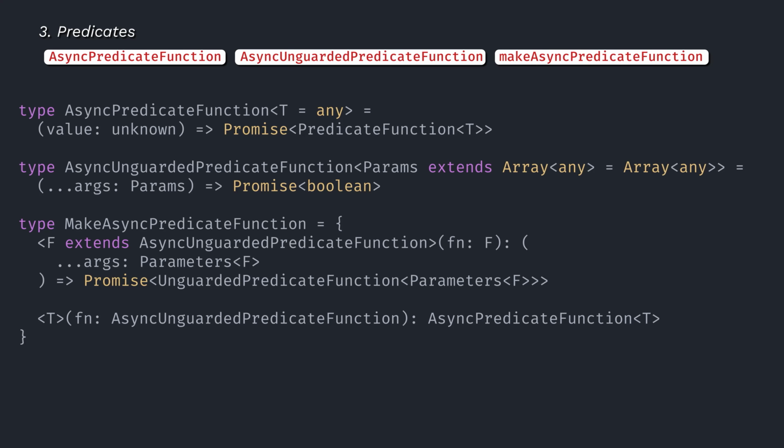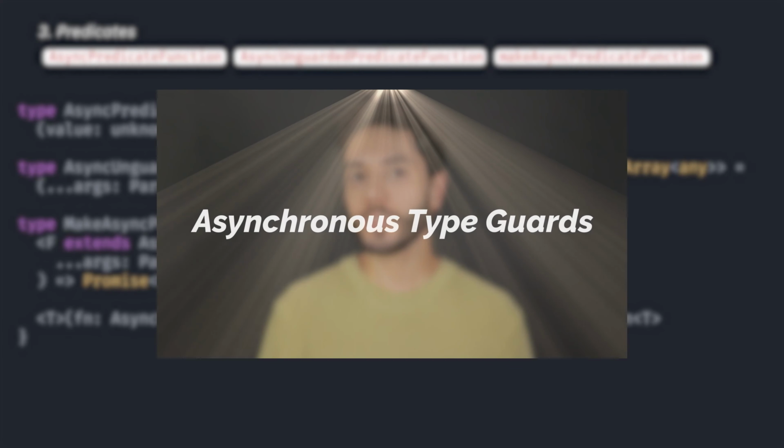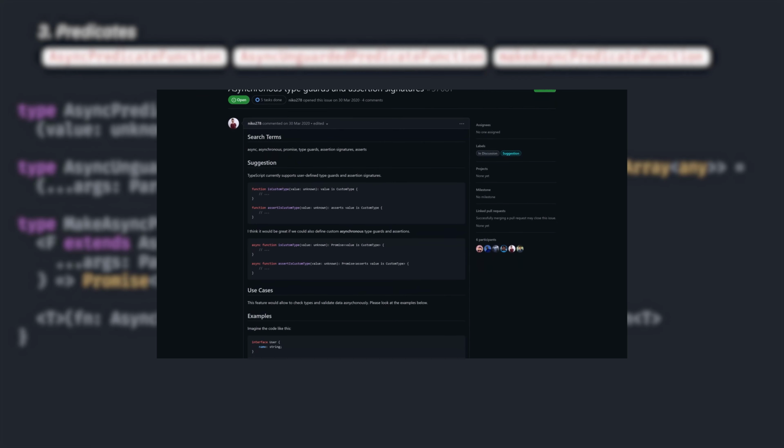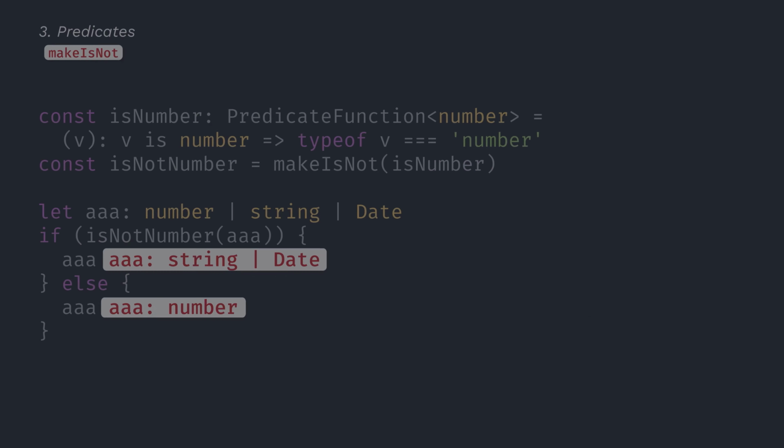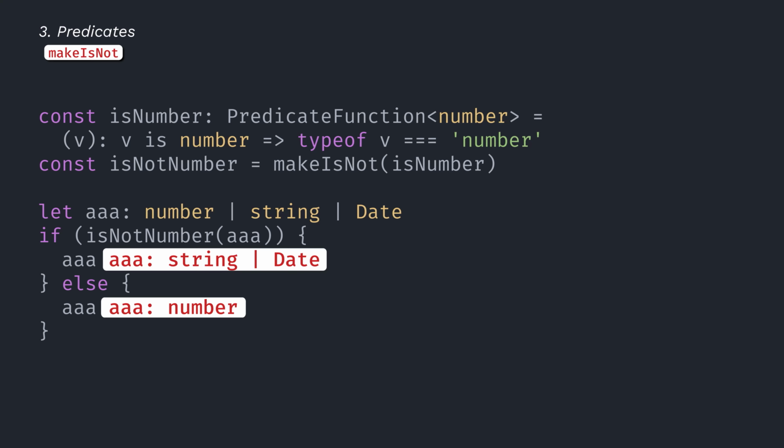Then we have the async predicate function, async unguarded predicate function, and make async predicate function. I won't go deeper into them because the 7th video of our TypeScript narrowing series was all about them, so I'm not gonna waste your time repeating information. Make is not was also mentioned previously in the 6th video. It takes a predicate function and returns the inverted version of it.